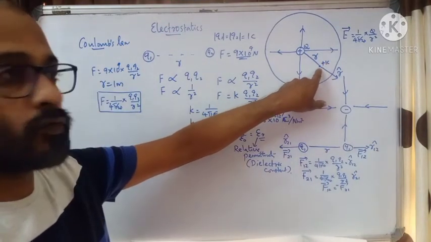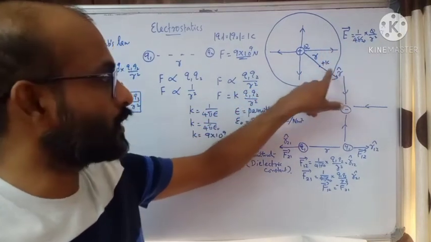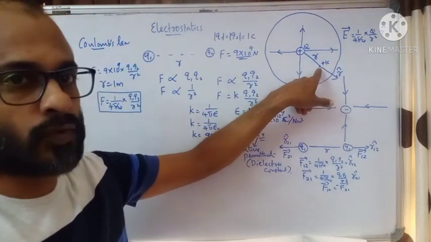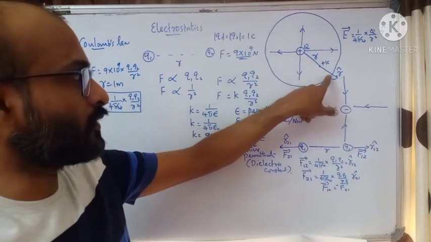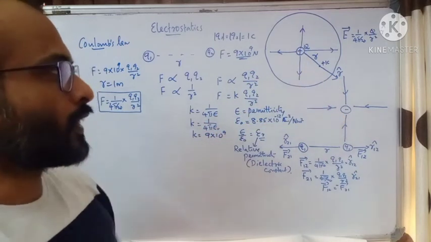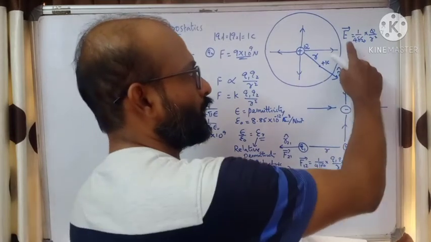Then it will experience a force. This force will be called electric intensity at this point. What's the direction of electric intensity at this point? Since it is a positive charge, it is away from the charge. Okay. Now, this is the equation of intensity.